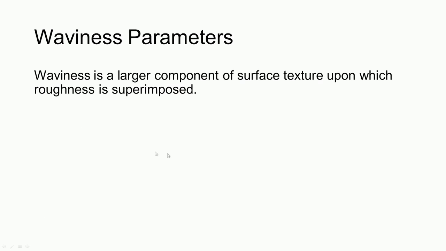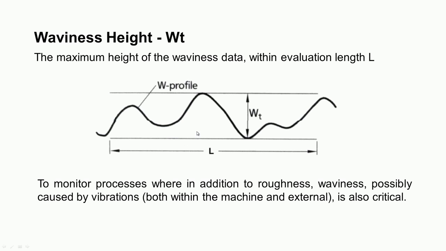So now coming to the waviness parameters. Waviness is a larger component of surface texture upon which roughness is superimposed. Like we have the surface roughness, and then we have this waviness. So this profile will give us a waviness profile, and the parameter that is used to specify this waviness is waviness height. That is the maximum height of waviness data within the evaluation length. This is the evaluation length, and this is the peak and valley. So this gap is known as waviness height, and it is specified by the symbol WT.